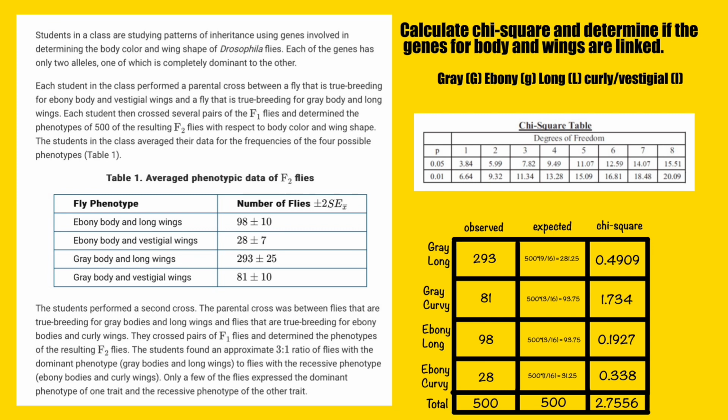So the chi-square that I calculated was 2.7556. So we compare this chi-square value to the critical value on the table, which is 7.82. And obviously the chi-square is going to be less than the critical value, so we fail to reject the null hypothesis. So these genes, the genes for body and wings, they have no relationship and they are not linked at all.